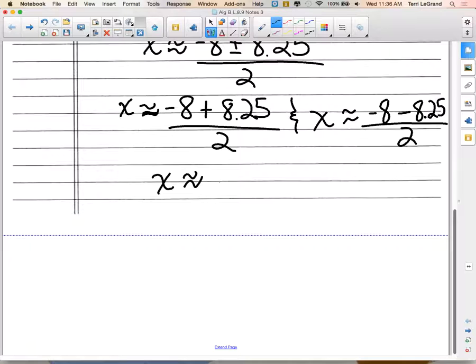Well, yeah, it says to divide by 2. So here's how we put it in, right? We put it in as -8 plus 8.25, and then we did divided by 2. Isn't that what we did?